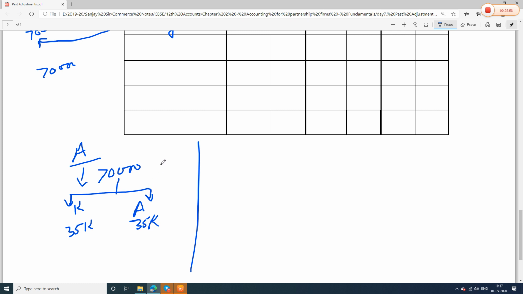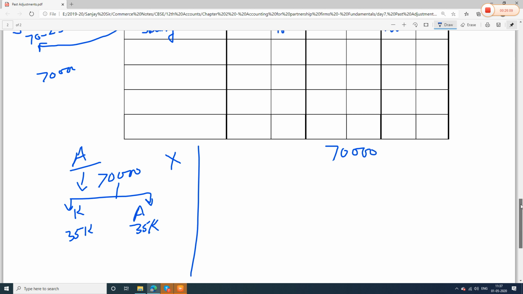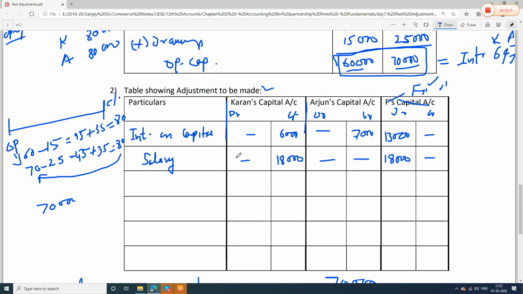That was the profit. We paid them equally. But there was a mistake. This is wrong. What was the mistake? The mistake was this. We had a profit of 70,000, right? We forgot to pay interest on capital, 6,000 and 7,000. See, in total how much interest on capital? Karan is supposed to get 6,000 and Arjun 7,000. And salary, Karan is supposed to get 18,000 and Arjun nothing.